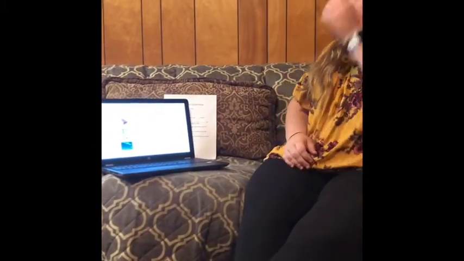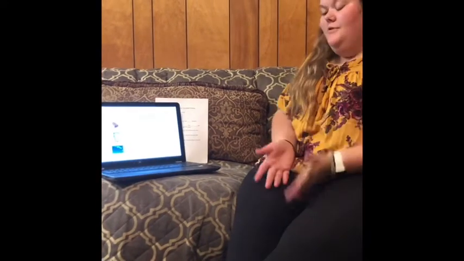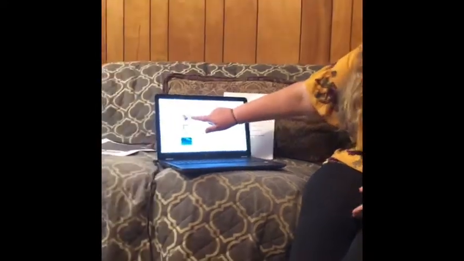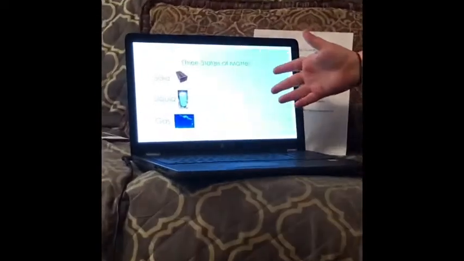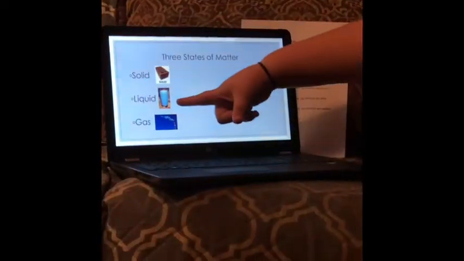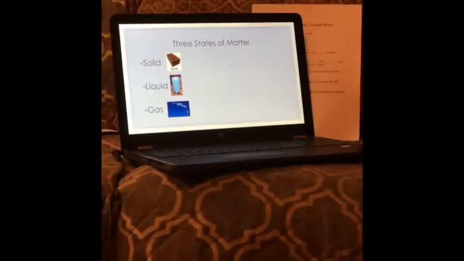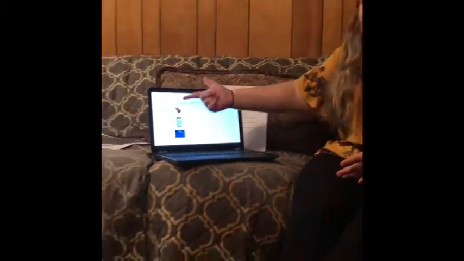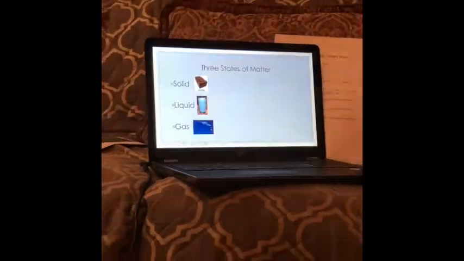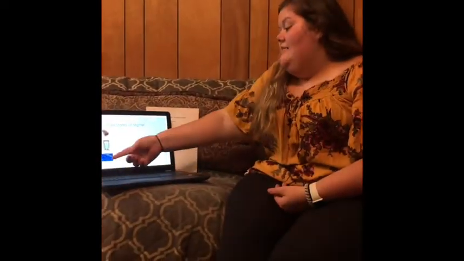So the three states of matter are solid, liquid, and gas. So the solid, we can see, has a definite shape, definite volume. And then a liquid, we can see this glass of milk, it has a definite volume but not a definite shape because it takes the shape of the container. It does not have its own definite shape. And then a gas, it has neither definite shape or volume because it just flows freely.